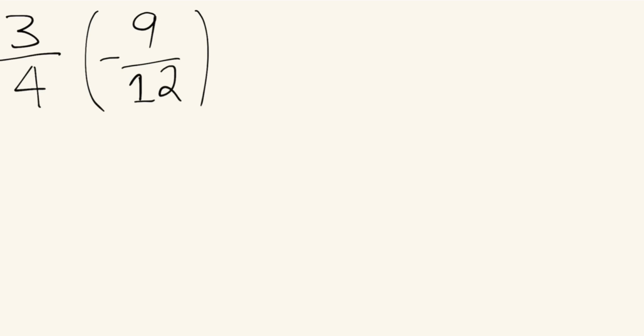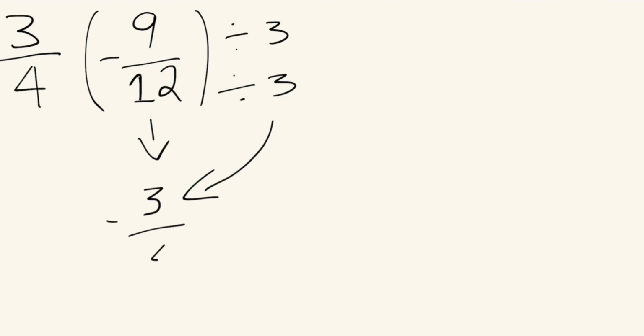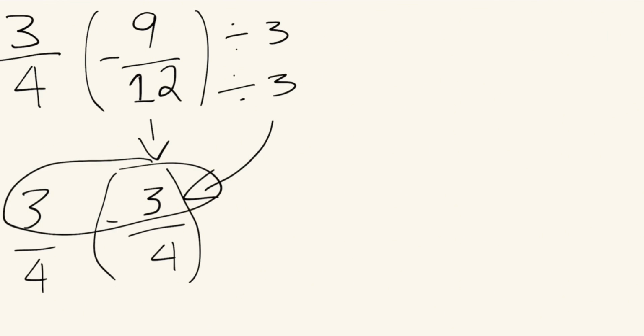Alright, so another way to look at this problem is to simplify before you multiply. So we're taking -9/12 here and seeing what can go into the top and the bottom. So we figured out that the number 3 can go into the top and the bottom. And so 9 divided by 3 is 3, and 12 divided by 3 is 4. And now you just bring down your 3/4, and now it's 3/4 times -3/4, because the positive 3/4 can't be simplified, but -9/12 can be simplified.